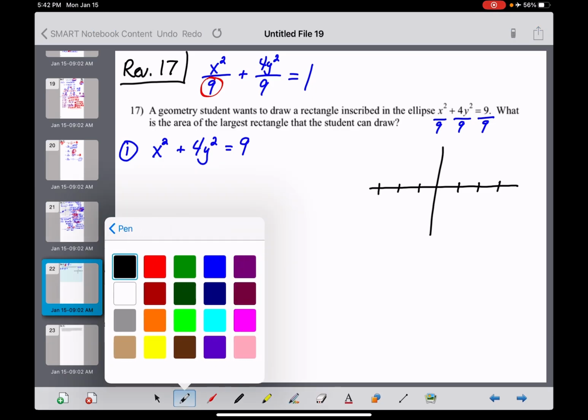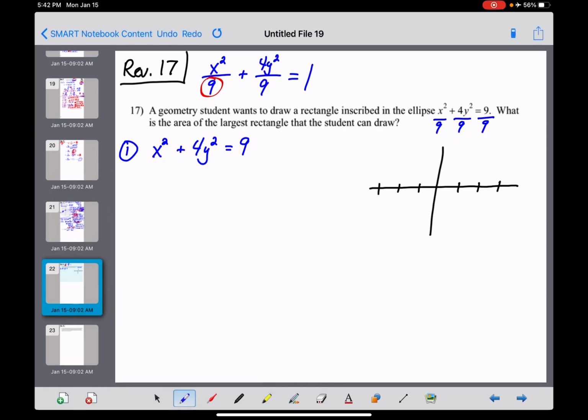So what that would tell us here, guys, this is not important, you don't need to write this down, but that a is equal to 3, and that means we're going 3 units to the left and 3 units to the right, and the ellipse passes through those 2 points.